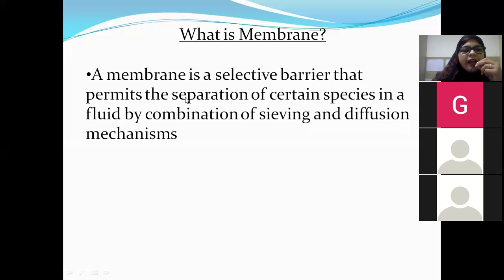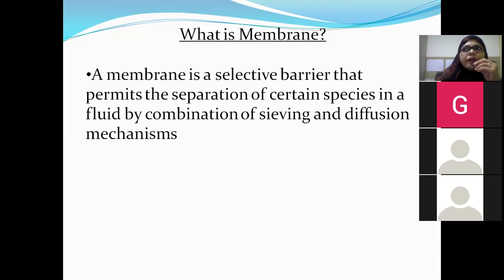So it is a selective barrier that permits the separation of certain species in a fluid by a combination of sieving and diffusion mechanisms. Do you know what sieving is? What do you mean by sieve? Yes, students. Is my voice coming properly? Yes, ma'am. Okay, what do you mean by sieve? Sieve? Don't know, ma'am. Something like a sieve, ma'am. Yes, very nice. In Hindi it is known as channi.